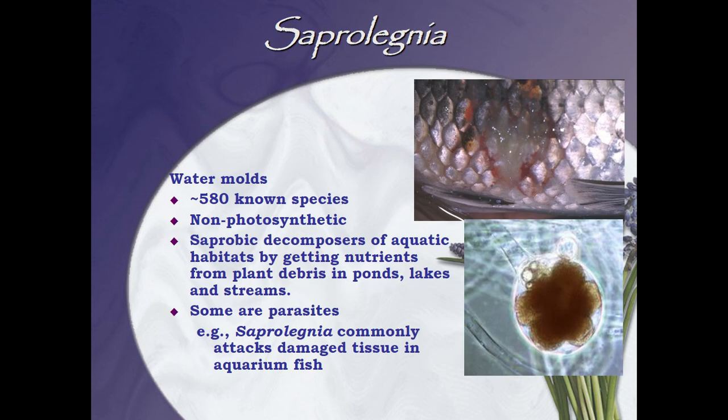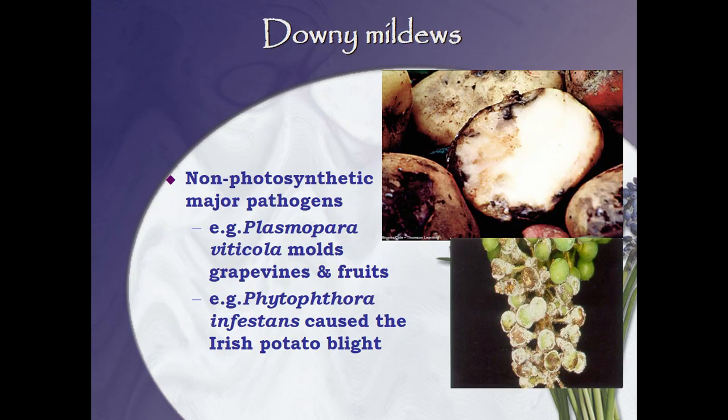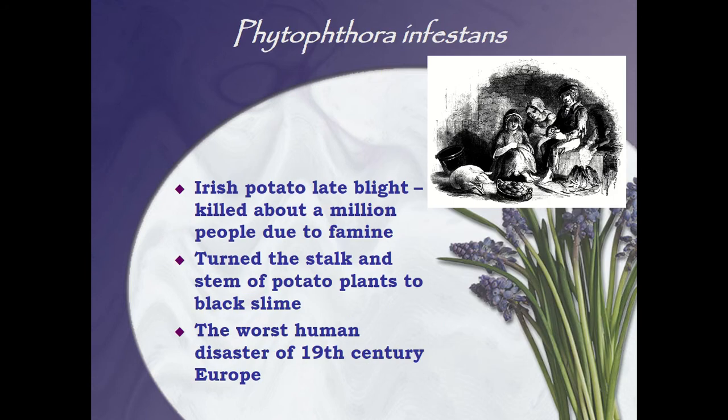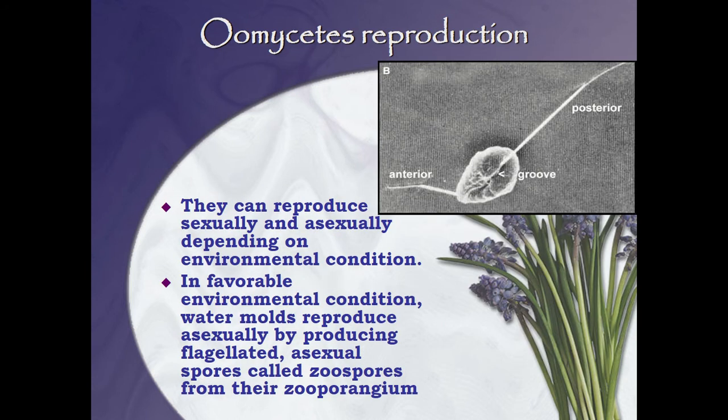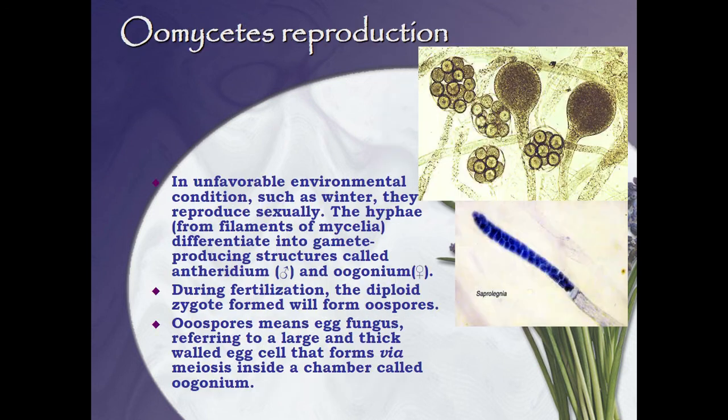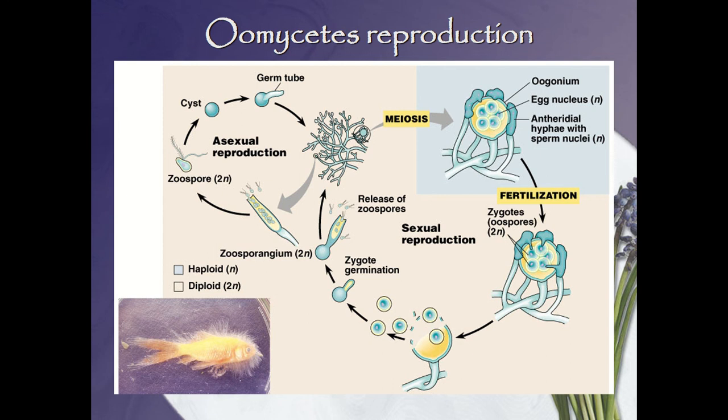And this is the example of water molds, which is Saprolegnia, in which Saprolegnia attacks damaged tissue in aquarium fish. Another example of water mold is downy mildew. It is caused by Plasmopara viticola, and also it can be caused by Phytophthora infestans, in which Phytophthora infestans causes the Irish potato blight. Next, this is the infestans. This is the oomycete reproduction through sexual and asexual reproduction. This one, as you can see over here.